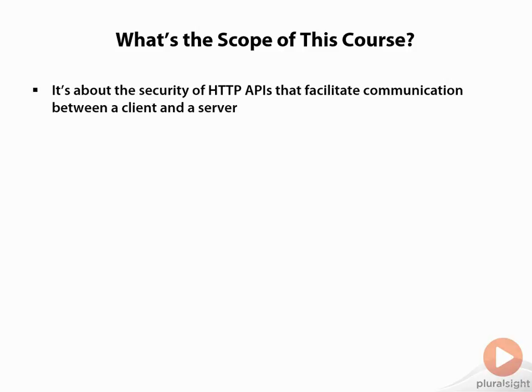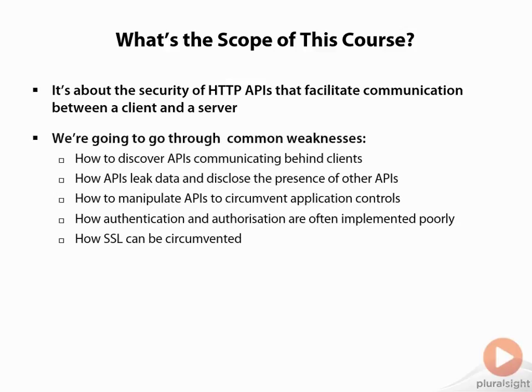So the broad overview of the scope of this course is pretty much what we've covered already. HTTP or HTTPS APIs that provide a means of a client communicating with a server. The ubiquity of HTTP makes this the default choice for most applications today. Now here's where everything starts to get a bit interesting.